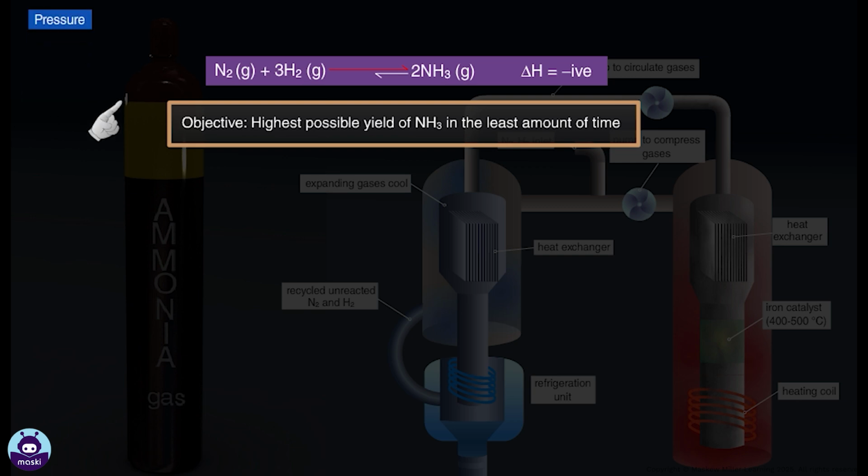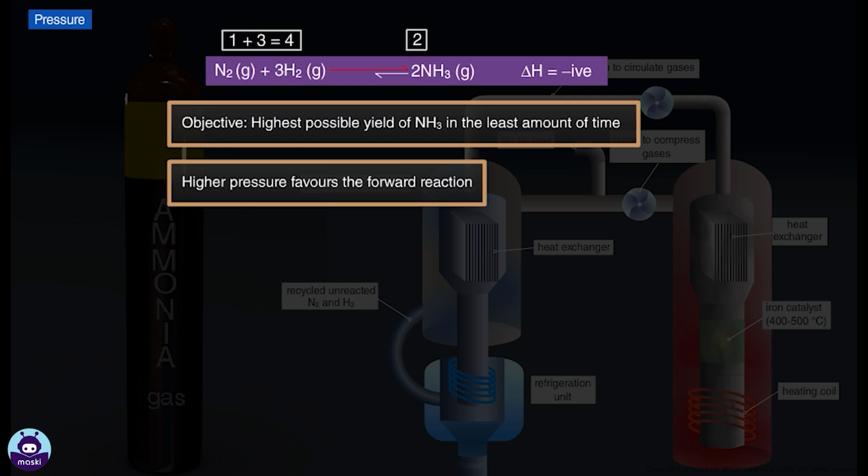Pressure. The number of moles of gas on the product side in the balanced chemical equation is lesser than the number of moles of gas on the reactant side. When pressure is applied, the system responds to the stress by shifting the equilibrium position such that there are more products than reactants. That is, higher pressure favors the forward reaction. This reduces the number of gas molecules and hence the pressure. This gives a higher yield of ammonia.